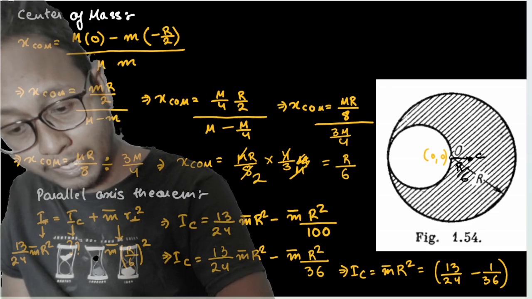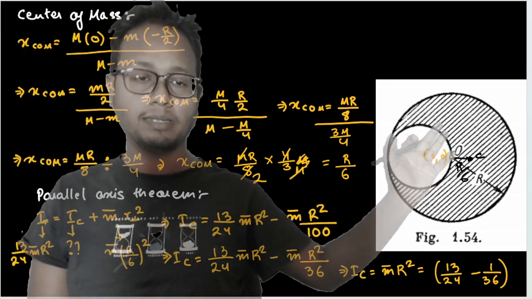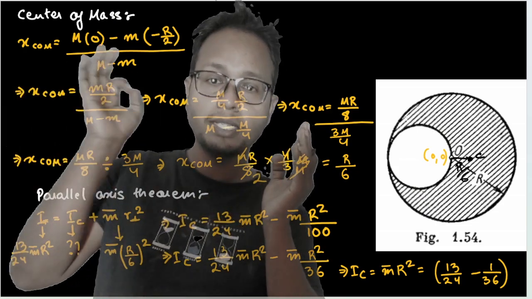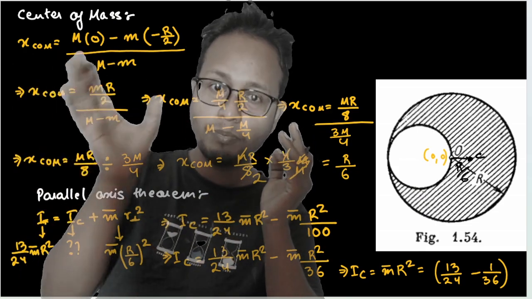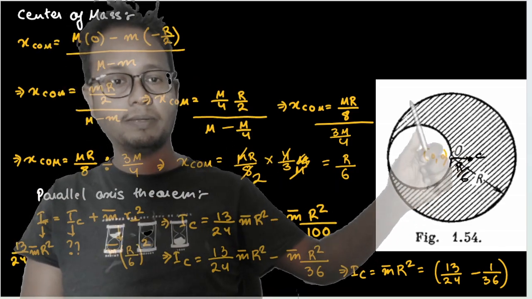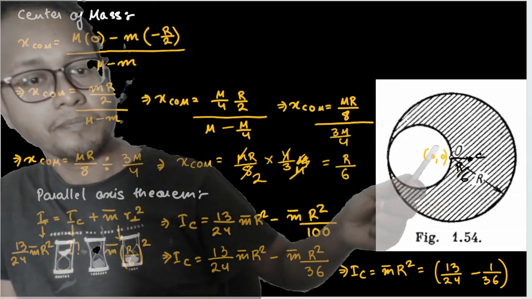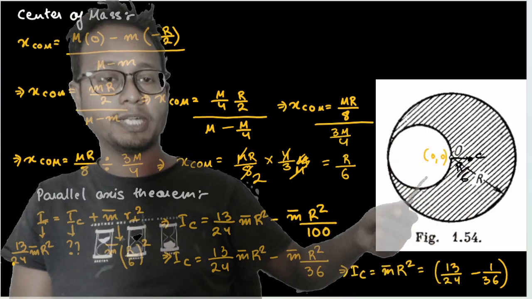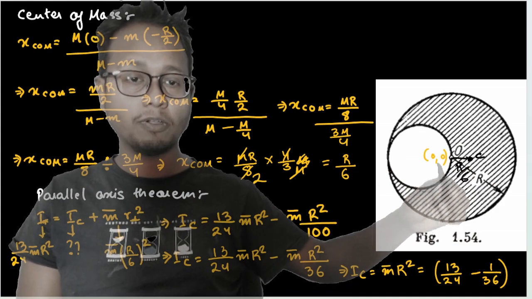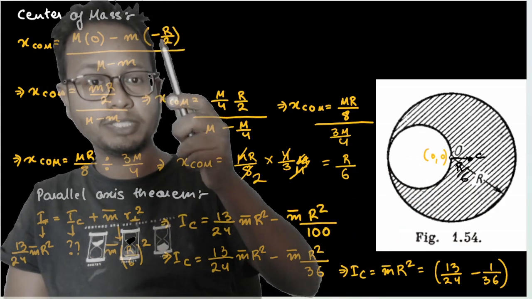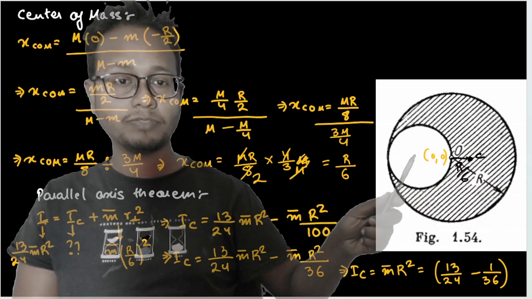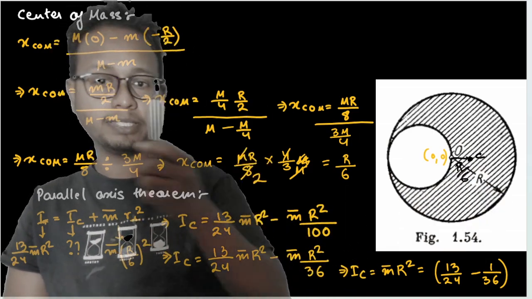Why? Because I'm finding the moment of inertia by subtracting this white part, isn't it? What is the formula for the center of mass? Mass 1 into coordinate of 1 plus mass 2 into coordinate of 2 plus mass 3 into coordinate of 3, divided by total mass, isn't it? So while I'm doing a subtractive kind of thing, where I have to find the center of mass of the shaded part, what did I do? Mass of the entire circle into center of mass of the entire circle minus mass of the missing part into center of mass of the missing part, divided by total mass. Total mass is nothing but mass of the whole circle minus mass of the missing part, isn't it? So this was the thing that I made out there.